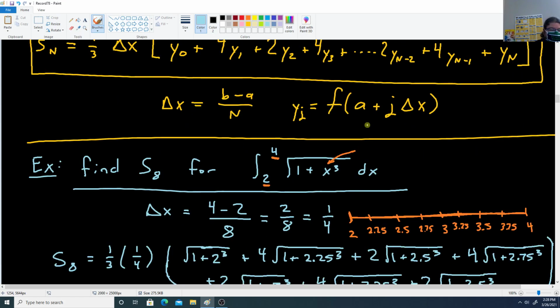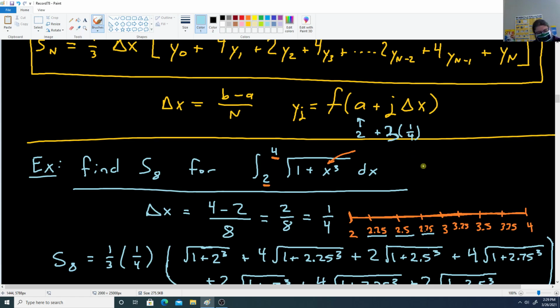Again, you could say A is the starting number 2, so we could say this was 2 plus j, where j is 1 to start out, times delta x, which was 1/4. So 2 plus 1 times 1/4 is 2 plus 1/4, which is 2.25. Then j becomes 2, so that's 2 plus a half, which is 2.5. Then j is 3, so it's 2 plus 3/4, which is 2.75.